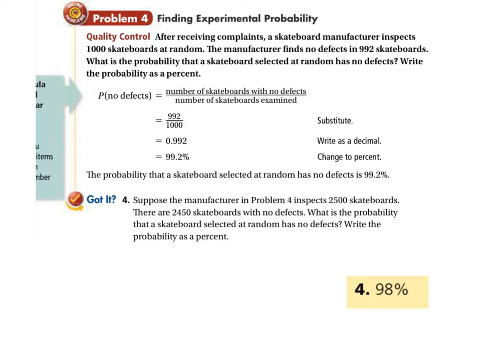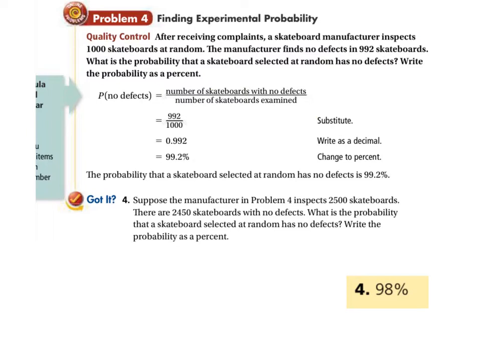So anyway, after receiving complaints, a skateboard manufacturer inspects 1,000 skateboards at random. The manufacturer finds no defects in 992 of them. What is the probability that a skateboard selected at random has no defects? Again, this looks like a random experiment. So total number examined, number with no defects. So 992 out of 1,000. You could reduce the fraction if you want to. You could write it as a decimal. You could write it as a percent. And I might ask you for any 3 of those on my quiz or my test.